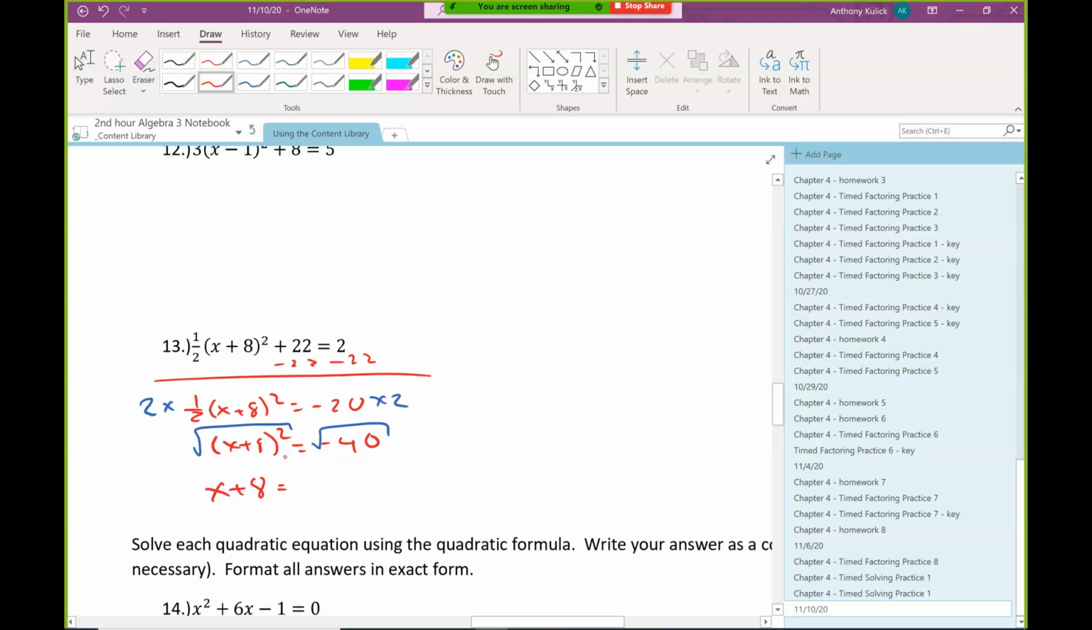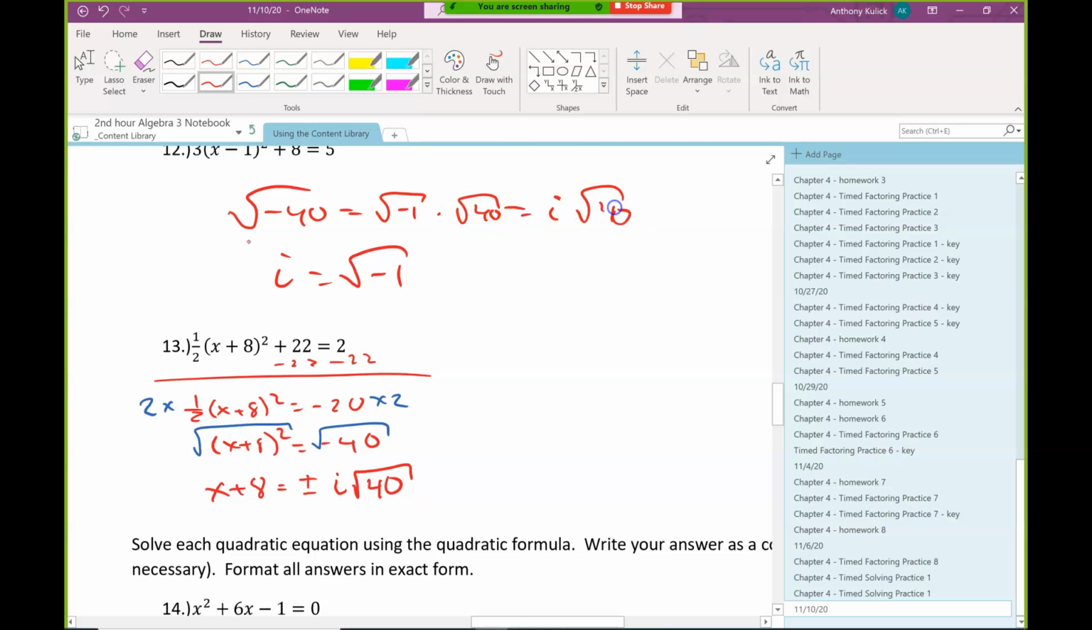Now, because we square rooted both sides of this equation, we have to be aware of a couple of things. The first is because we square rooted both sides of an equation, we create a plus or minus. Because we're square rooting a negative, that's going to create an i. So anytime you square root a negative, it becomes an i. Right, because i is the square root of -1. So like -40 is okay with that? You don't have to show all that work, but that's what's going on behind the scenes.